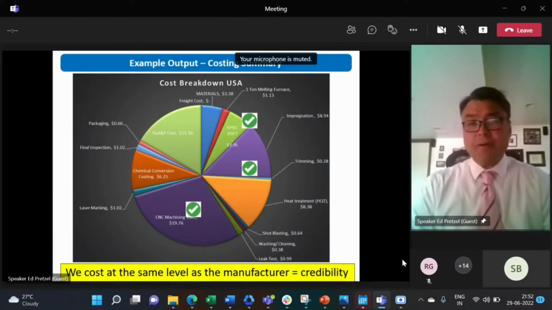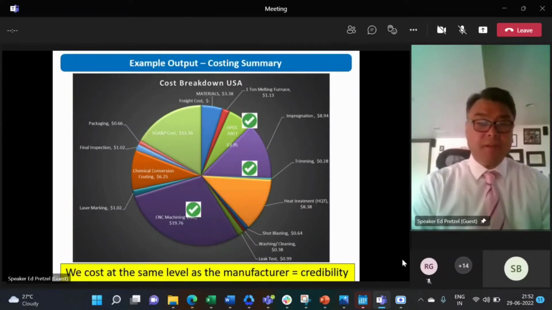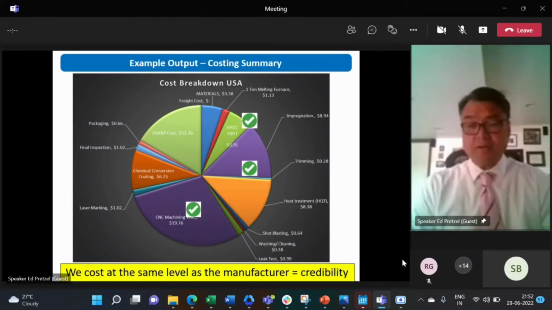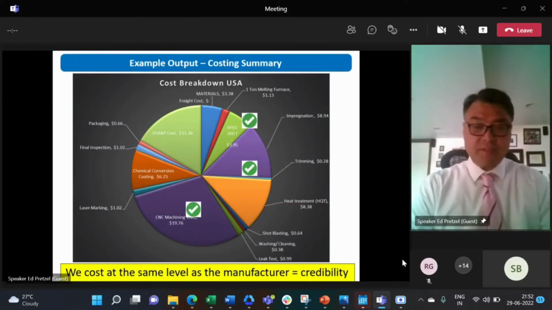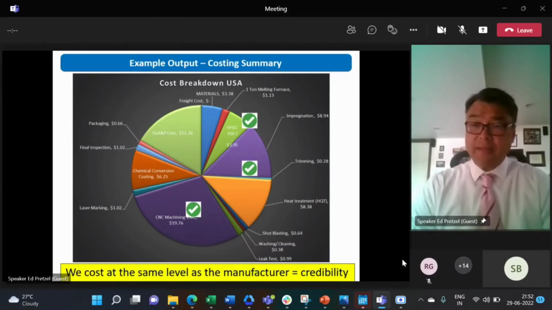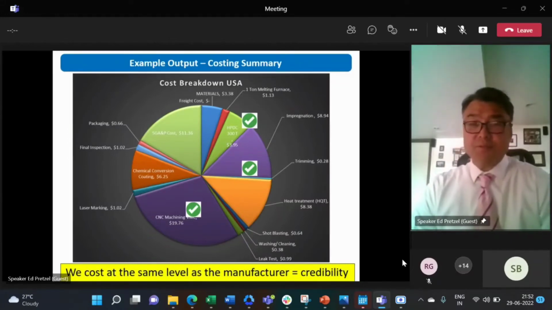So for this particular part, this is the cost in the United States. What I've done is, you'll see the three green check marks. We're going to deep dive those three costs. Certainly we could deep dive all of these, but for time purposes, we'll just focus on those three. The first one is the actual die casting process. The second is the impregnation. It's quite expensive at $8, almost $9. And then the machining process is close to $20.